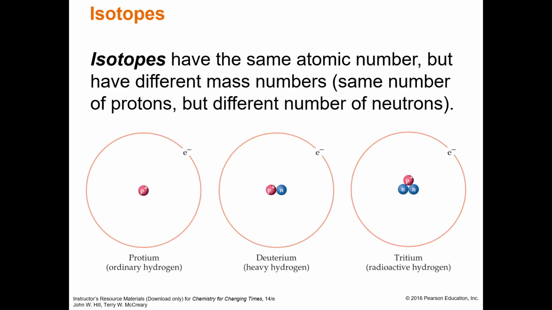So isotopes will have the same atomic number but different mass numbers. That means they have different numbers of neutrons. Right here we see the only case where all the isotopes of an element have their own name. These are the three isotopes of hydrogen.